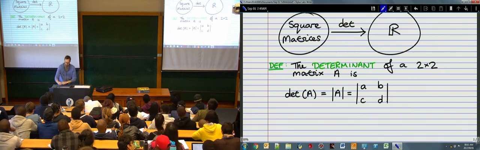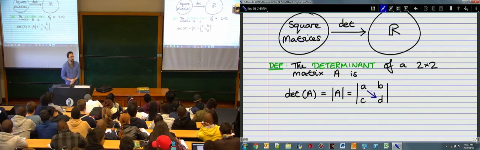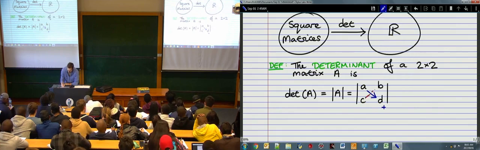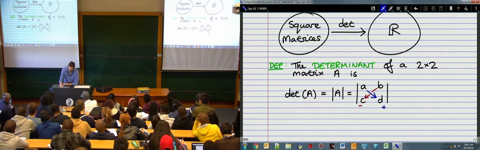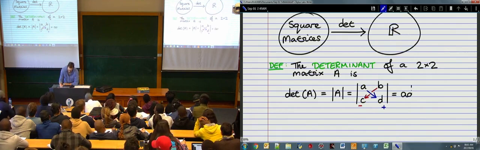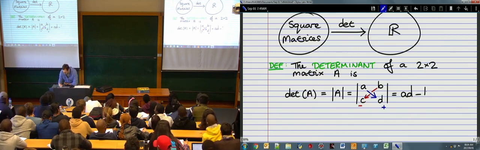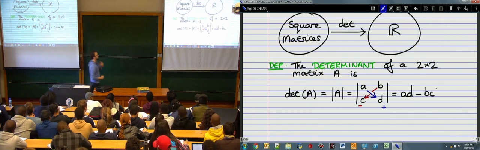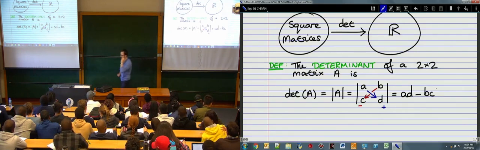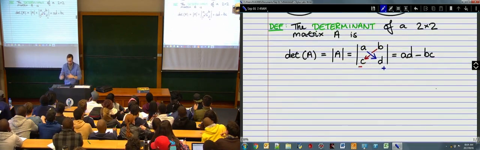And the determinant we calculate the following way. We take this diagonal here, we multiply the two things on this diagonal, and we multiply the two things on that diagonal, and then we subtract them from each other. So you say ad, that's with a positive sign, and bc, the negative sign. The determinant of a 2x2 matrix is defined in this way. The determinant of 3x3 matrices or 4x4 is defined recursively.